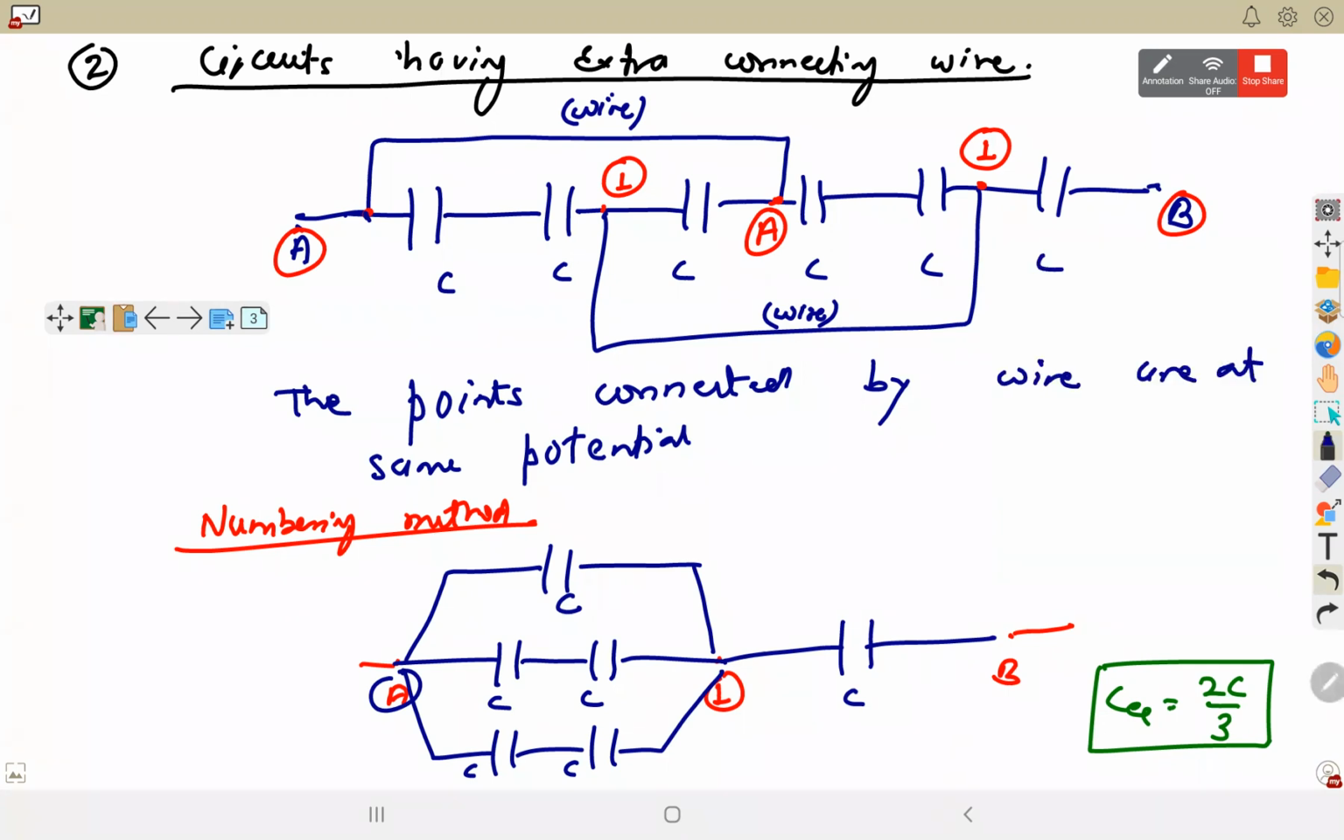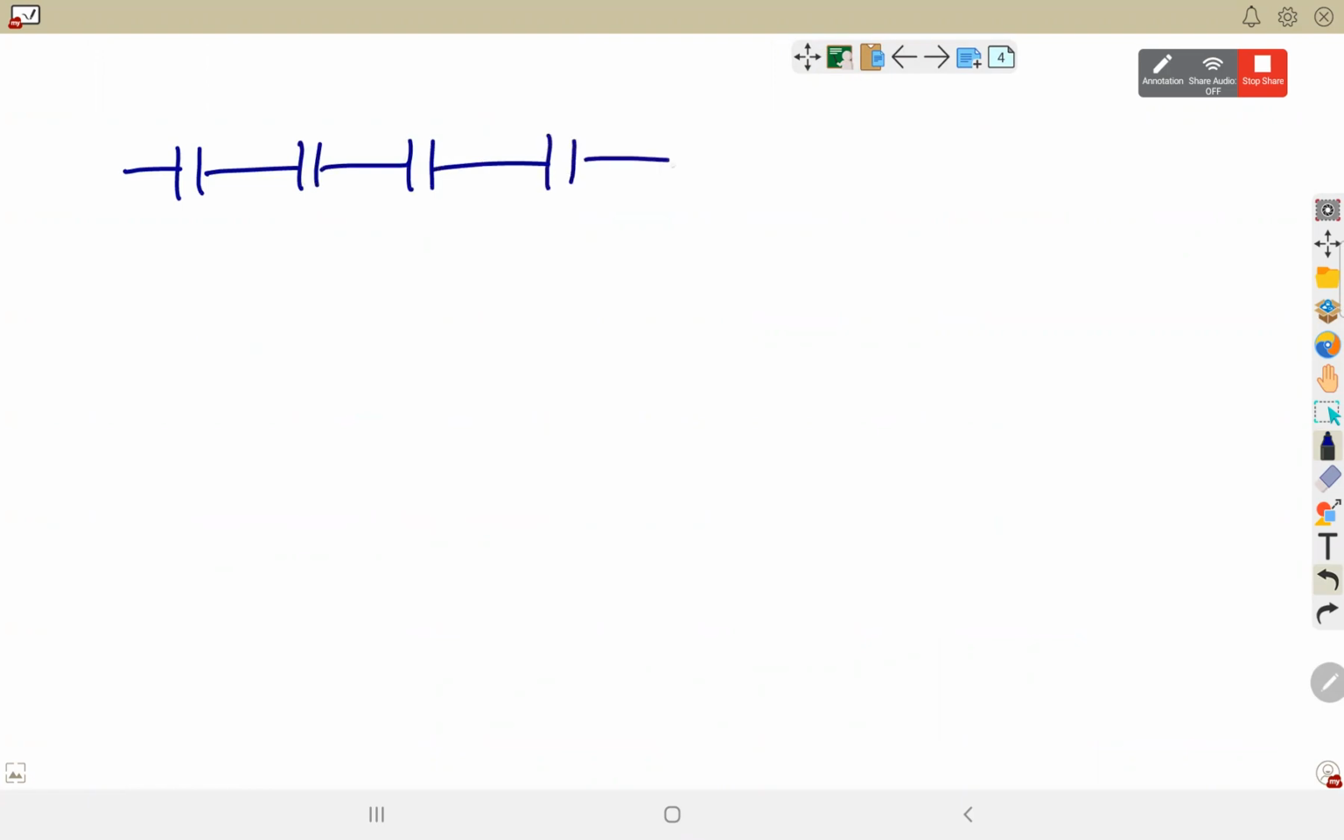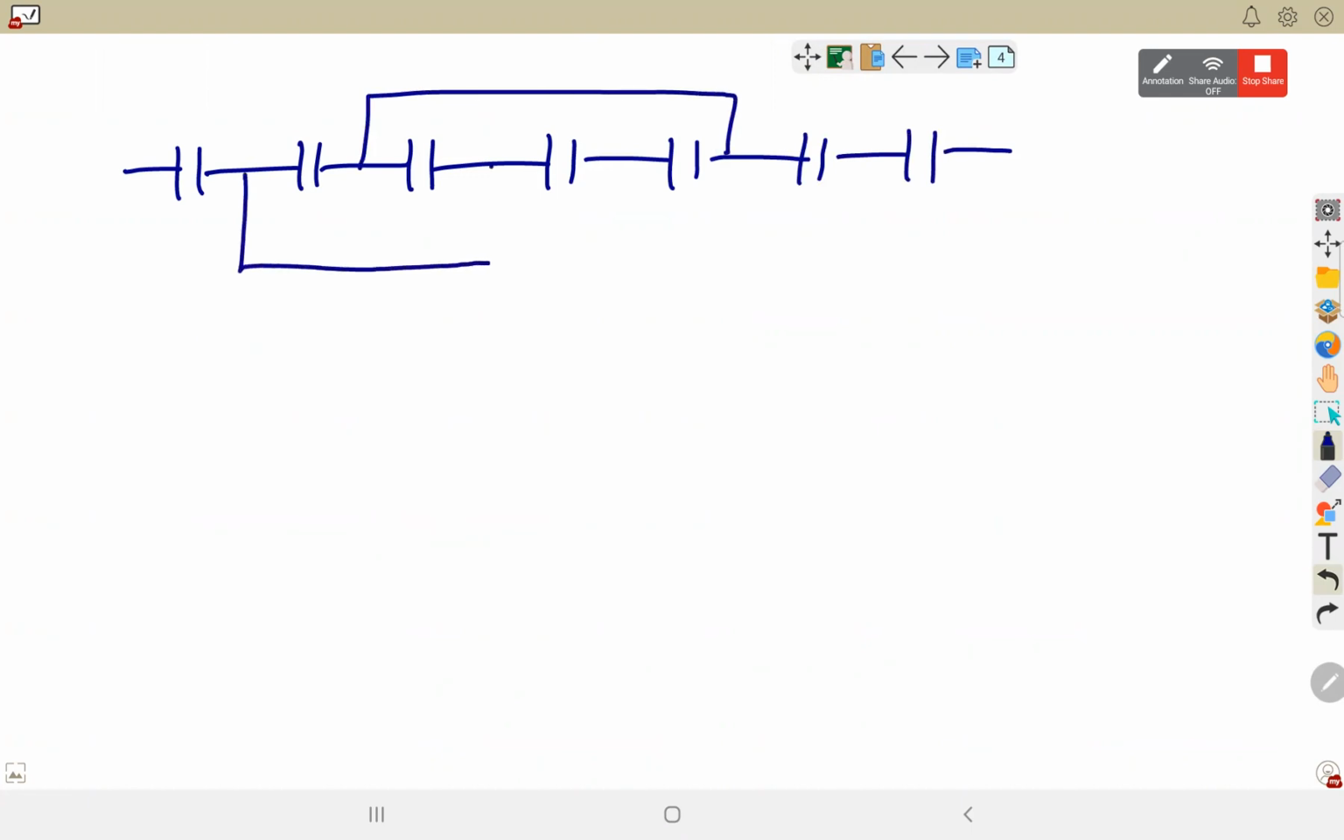Okay. Next is the next example. I'm just giving one more example for you to solve. 2, 3 more examples on this method. Find the capacitance between A and B if each capacitor is C.